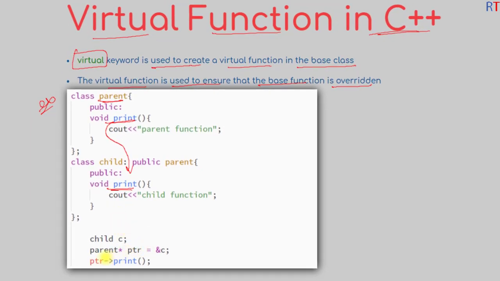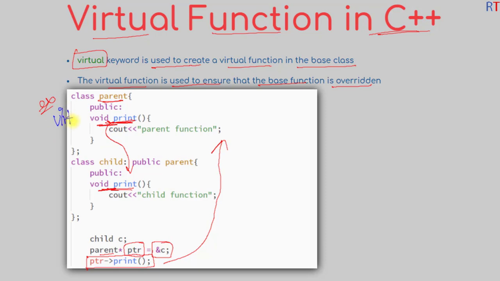Now if we create one pointer of the parent class which is pointing to the reference of the child class object, and if we use that pointer and call the print function, then it will invoke the parent class version of the print function. Now if we want to invoke the child class print function, in that case we have to make the parent print function a virtual function, so we have to use the virtual keyword.